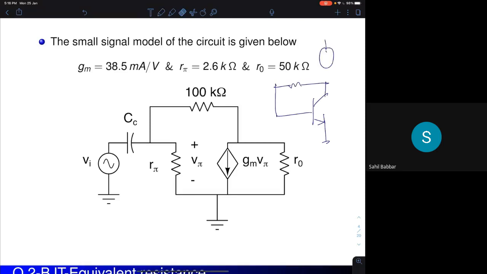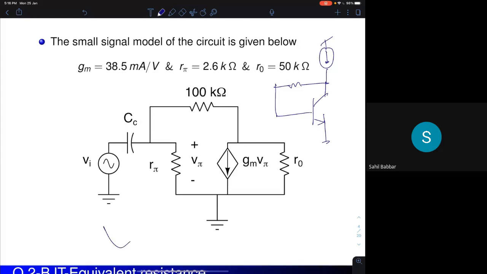Whenever you are asked to draw the small signal model, you should short circuit the DC voltage source. The small signal model is only for the BJT. If I ask you for the whole circuit, the 100K should also be present. The gm r pi model is for the BJT, but if I say amplifier, the 100K is also part of the amplifier, so that should also be there.